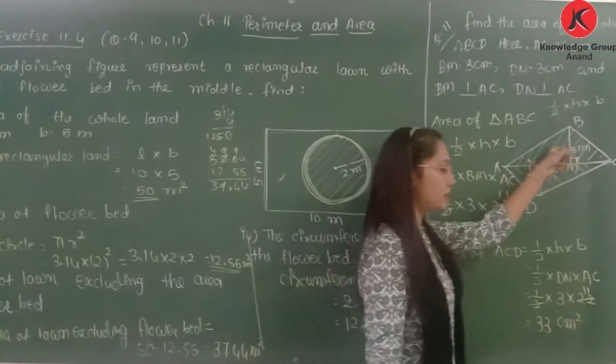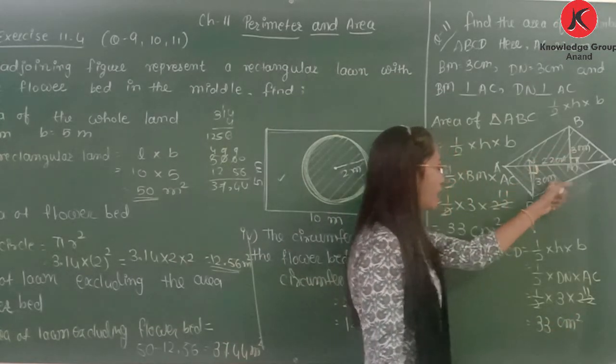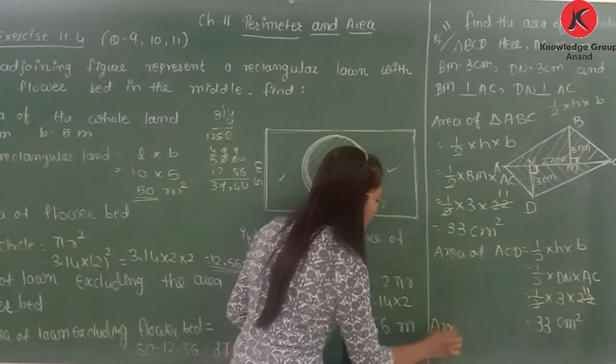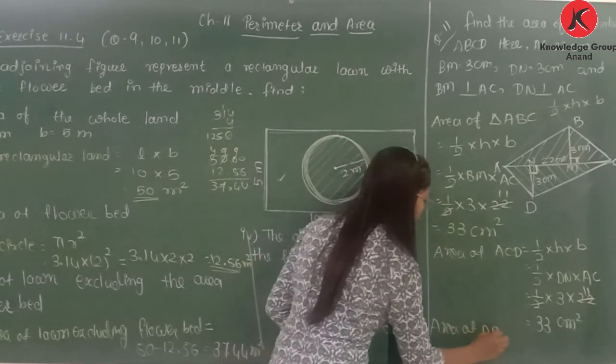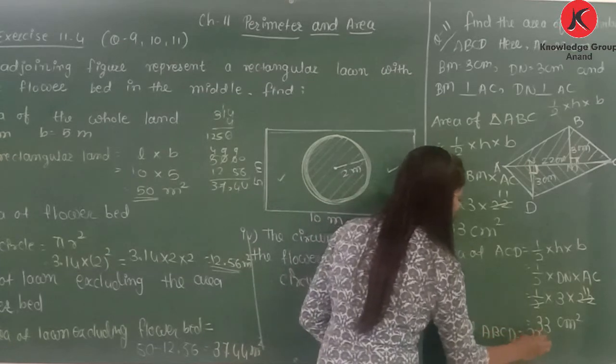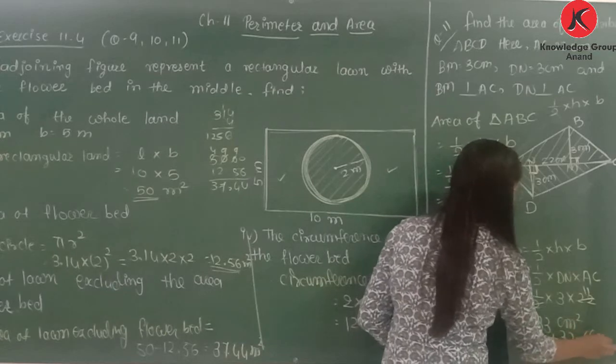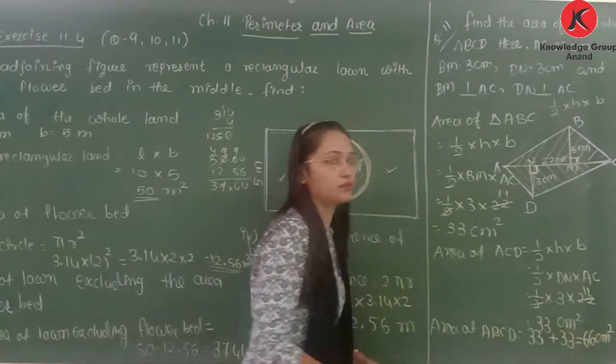So the area of the upper triangle is 33 centimeters square. The area of the lower triangle is 33 centimeters square. So the area of ABCD will be the addition of both, that is 33 plus 33 is 66 centimeters square.